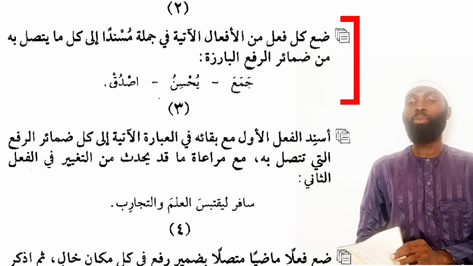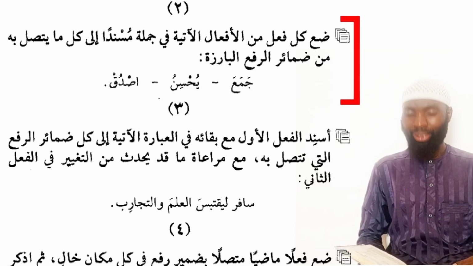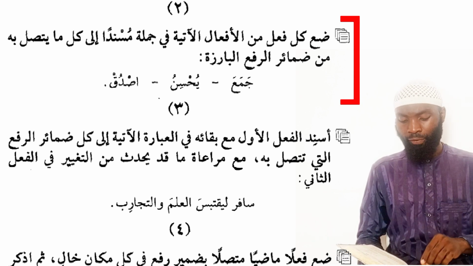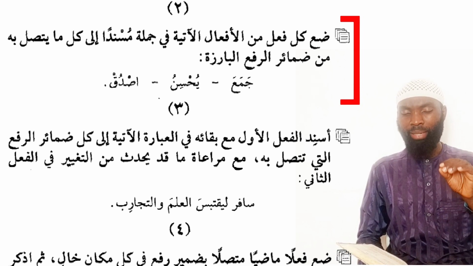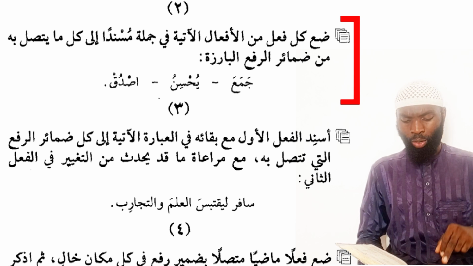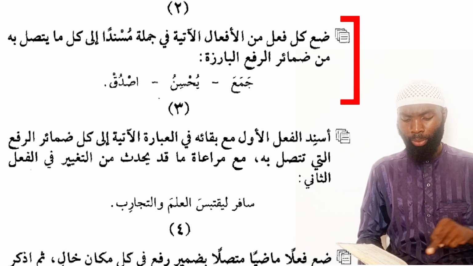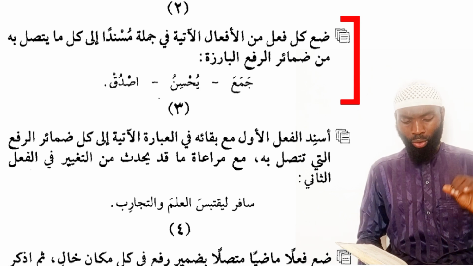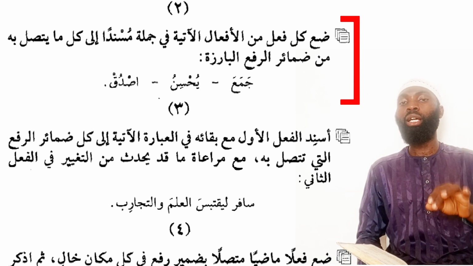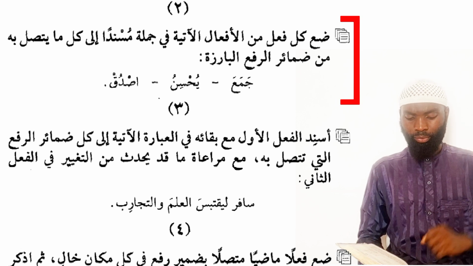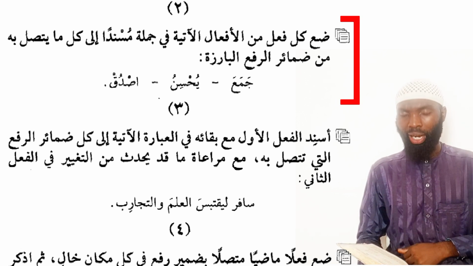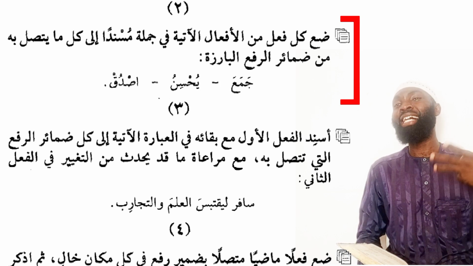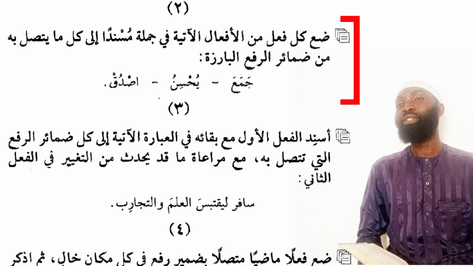تمرين الثاني, exercise number 2, we have: ضع كل فعل من الأفعال الآتية في جملة. All of the following verbs, you have to place each of them in a sentence مسندا إلى كل ما يتصل به من ضمائر رفع البارزة, making sure that you attach them to every type of pronoun that they could be attached to in a complete sentence. The first one we have is jama'a. I can say jama'atul qawma, I gathered the people.